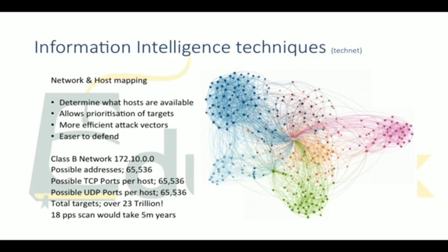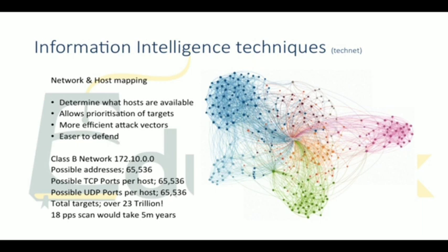Now, information intelligence techniques here. Network and host mapping. If you consider, you need to determine what hosts are available. It allows prioritization of targets. It lets you have more effective attack vectors. If you can pinpoint a weak server before you actually attack it, then you know that you have to go for that particular server. So the goal of host mapping is to simply determine what hosts or services are available in a facility or a company.